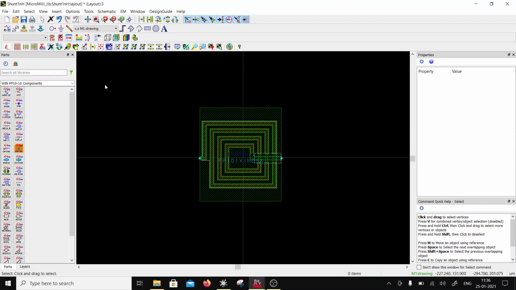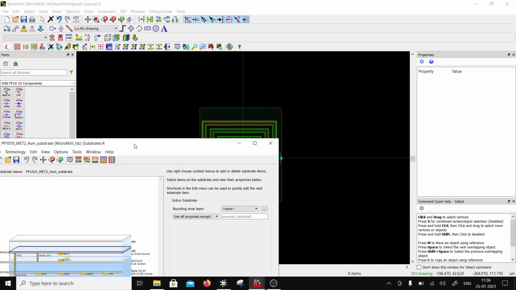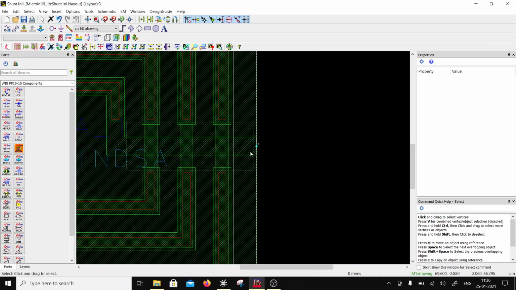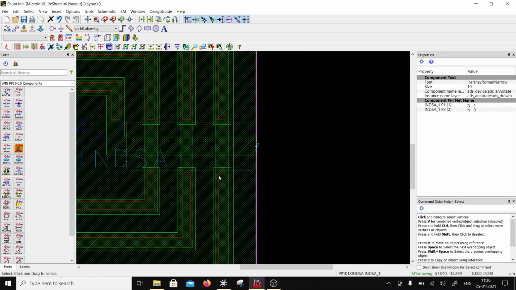Okay, this is done. Now what I want to do is create a back via. If you look at this shunt element, I am on metal MET1, and the back via will connect me to metal 1 of the board. So let me just flatten this for a second.